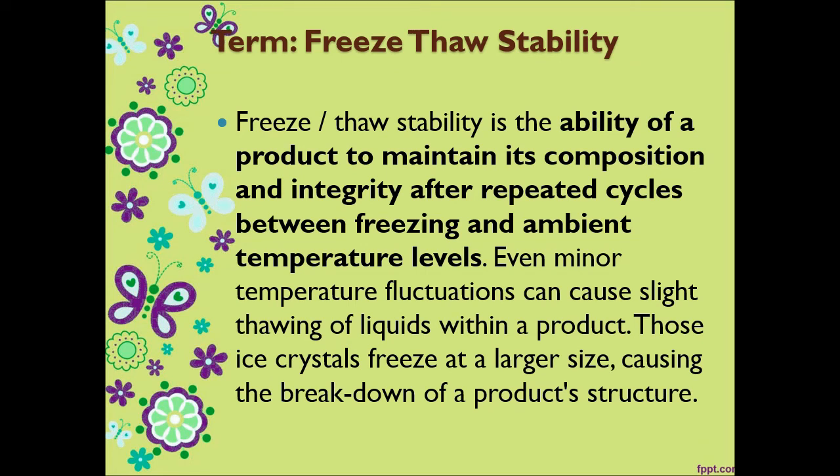Next we look at the freeze-thaw stability. Freeze-thaw stability is the ability of a product to maintain its composition and integrity after repeated cycles between freezing and ambient temperature level. Means the starch-based food, at a point it is taken out from freezing temperature and thawed at room temperature, and then you put it back into the fridge to freeze back. So means the repeated cycle.